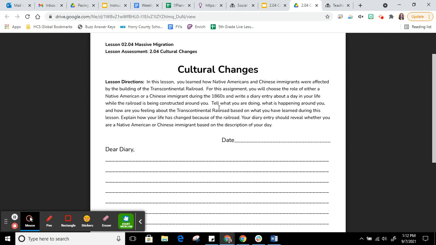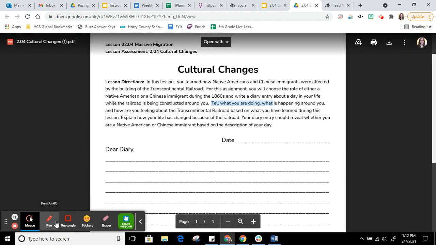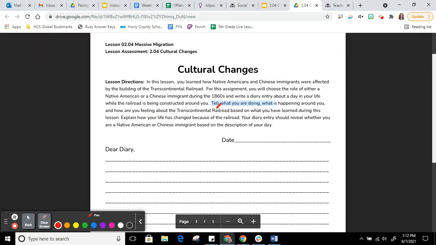Then it has some things that you specifically need to focus on. Tell what you are doing. What is happening around you? Use the pen here. Tell what you're doing. What is happening around you? How are you feeling about the railroad? Use all of that information from the lesson. Explain how your life has changed because of the railroad. And make sure that the information that you're providing is clear of whether you chose to be a Native American or a Chinese immigrant.